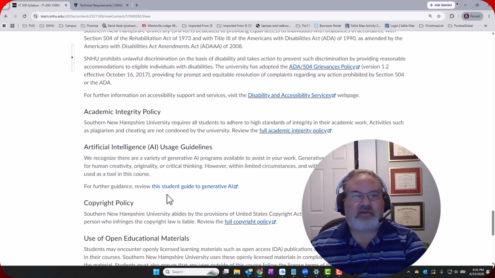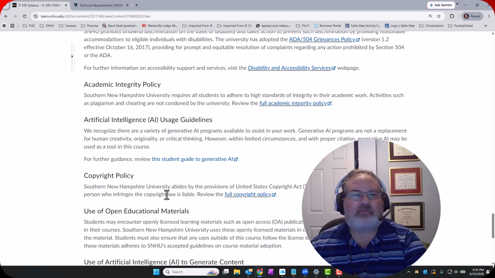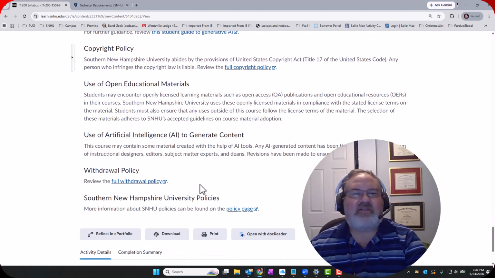Copyright policy. Southern New Hampshire abides by the provisions of the United States Copyright Act. Any person who infringes on the copyright law is liable. Okay? Open use of educational media and use of artificial intelligence, AI, to generate content. This course may contain some material created with the help of AI tools. Any AI generated content has been thoroughly vetted by a team of instructional designers, editors, subject matter experts, and deans. Revisions have been made to ensure accuracy and clarity. Whew. And the withdrawal policy.